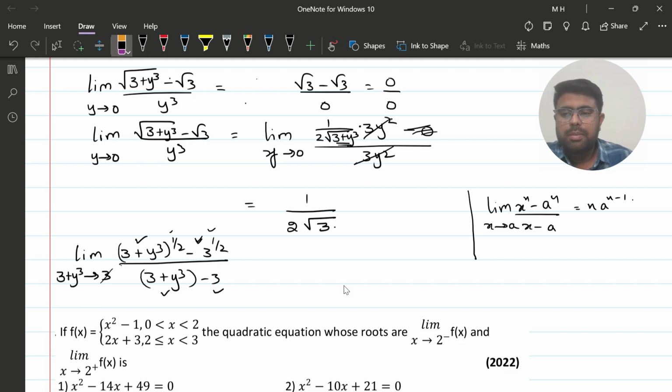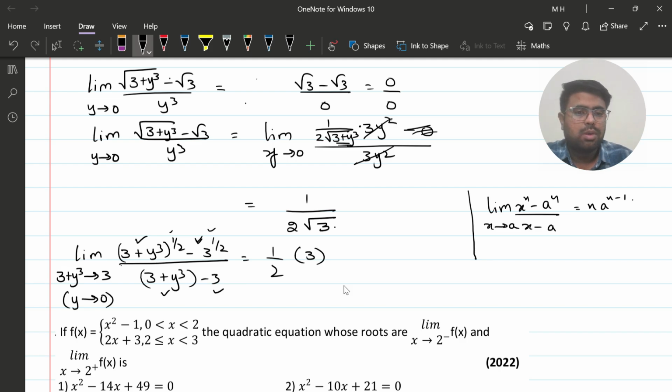Y tends to 0 is the limit that they have given, right? So therefore the limit that they have given is absolutely fine. This is equivalent to the limit y tends to 0. So it is equal to n into x raised to, what is x? Sorry, n into a raised to, what is a? 3 raised to n minus 1.